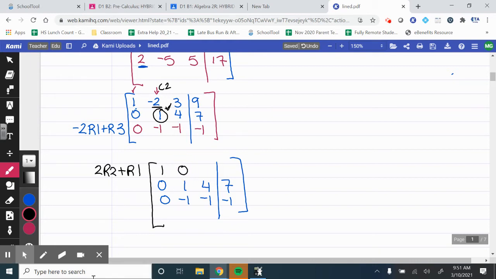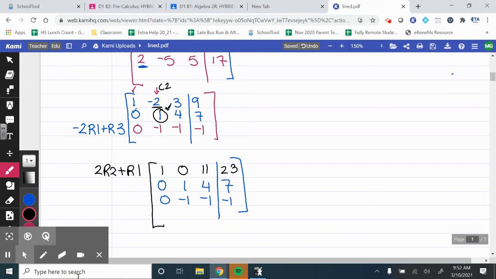All right, pause the video here and see if you can finish out that first row on your own. Okay, so here you should have gotten 11 and 23 for that. Okay, so doing 2 times the row 2 plus what you had in row 1. So 2 times 4 plus 3, 2 times 7 plus 9.